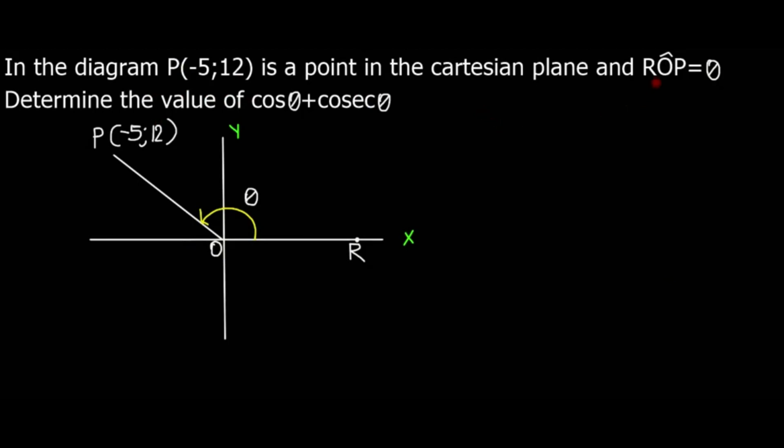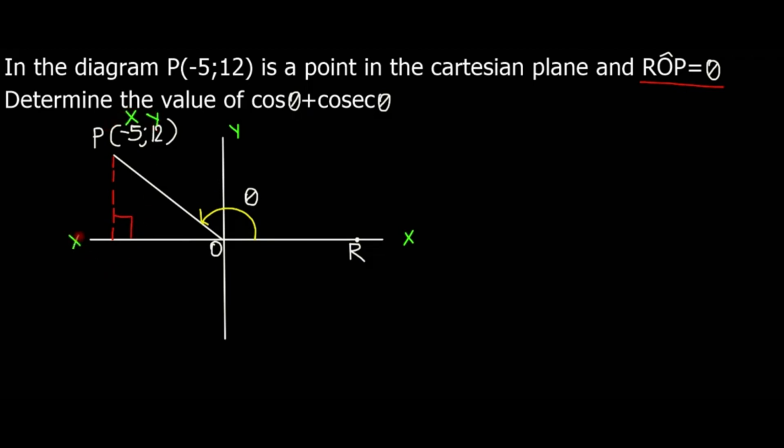And then this one in the diagram, P(-5, 12) is a point in the Cartesian plane, and the angle OP is theta. Measure this angle from the first quadrant. Determine the value of cos theta plus cosec theta. The first thing, we will join this line, and then we lay your right angle triangle on the second quadrant. And then remember the coordinates are in terms of x and y.